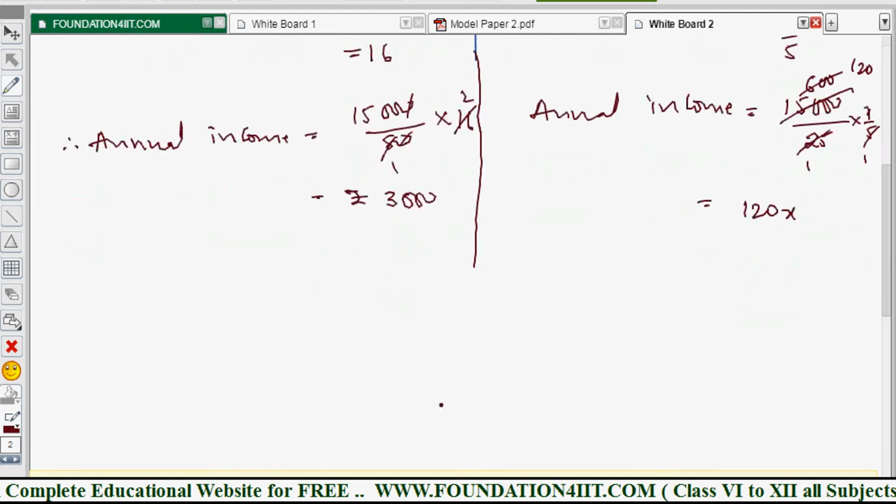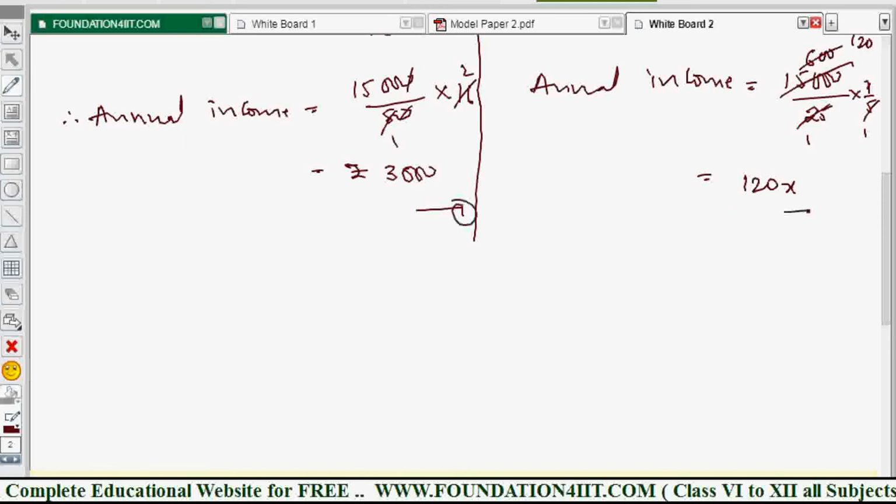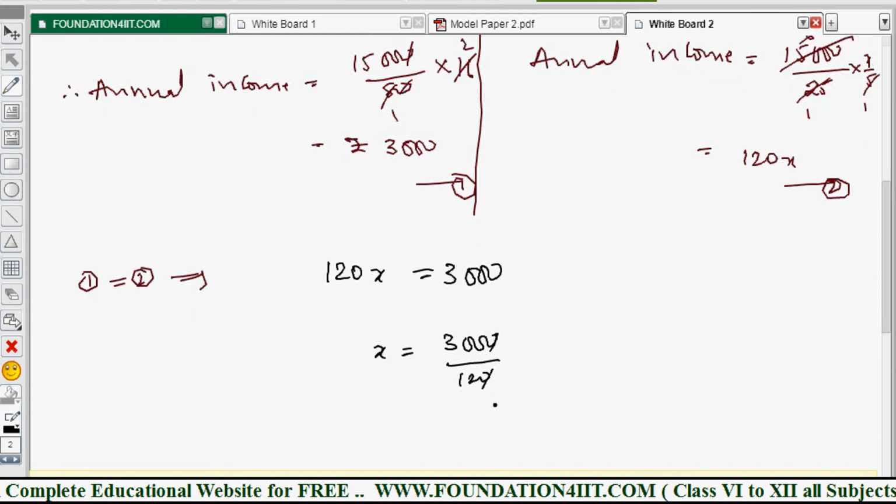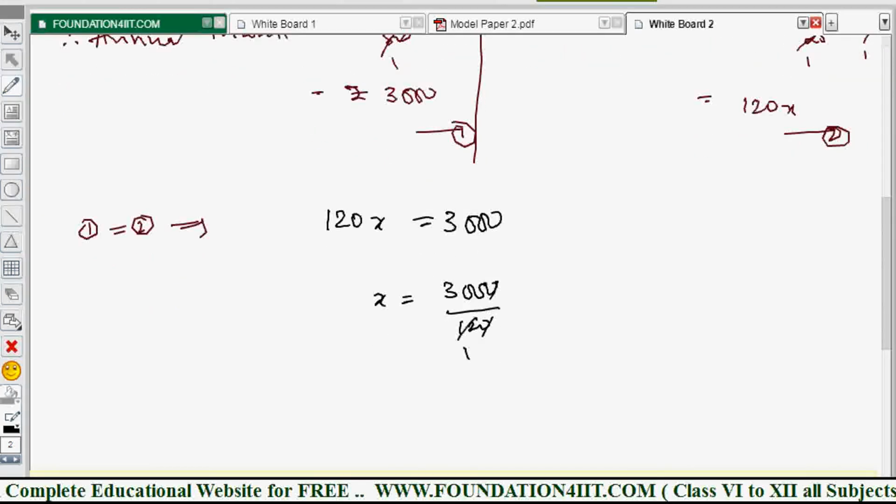Now as per the question, these both are equal. Let this be equation 1 and this is 2. As per the question, 1 is equal to 2 because the annual dividend, the annual income, is the same for both cases. Then we can take that 120x is equal to 3000. So using this you can find out the value of x. x is equal to 3000 by 120. So the zeros cancel, 300 by 12. So 12 twos are 24, and 25%. Therefore Gita's shares dividend is 25%, right? So we can solve it this way.